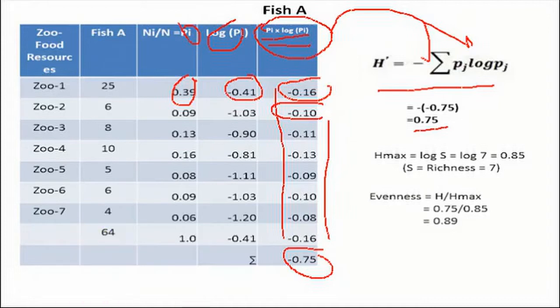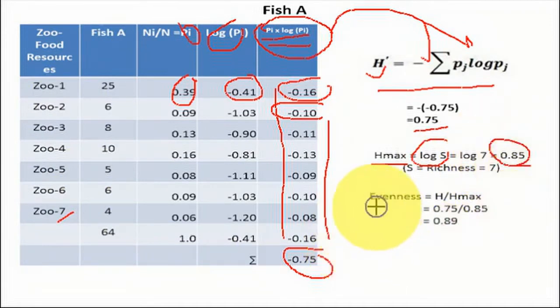We need to find out the maximum expected Shannon index, this H bar maximum, it is known as H max. H max means the maximum expected Shannon index. It is calculated as log S. S means the richness, how many species are there. So there are a total of 7 species. So it is log S equal to log 7. It comes to 0.85.